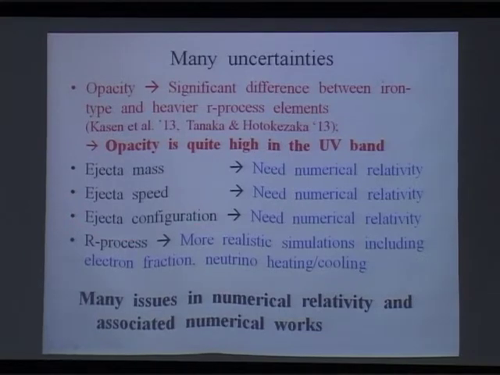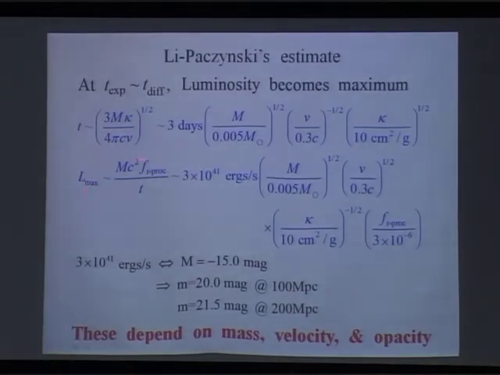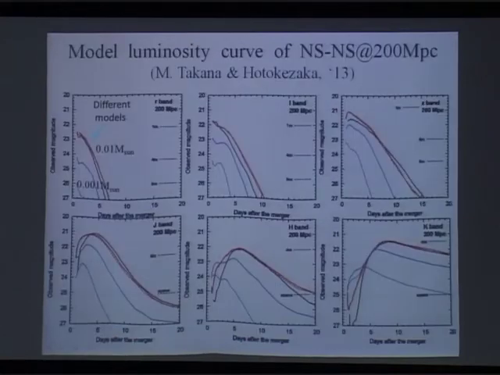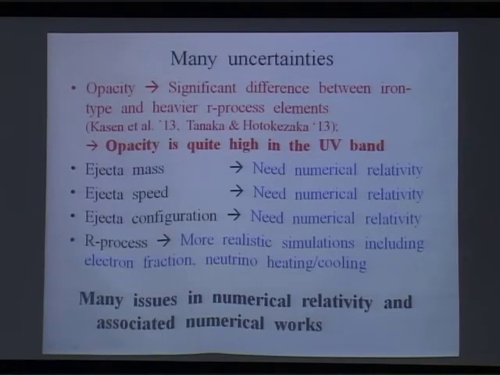For example, in the typical evaluation of this type of flux, we assume very rough numbers, something like that. But it's not very clear. So to clarify such numbers, numerical relativity simulation is necessary. Numerical relativity simulation is necessary for estimating the mass and also the speed of the ejecta, and also the ejecta configuration and so on and so on.